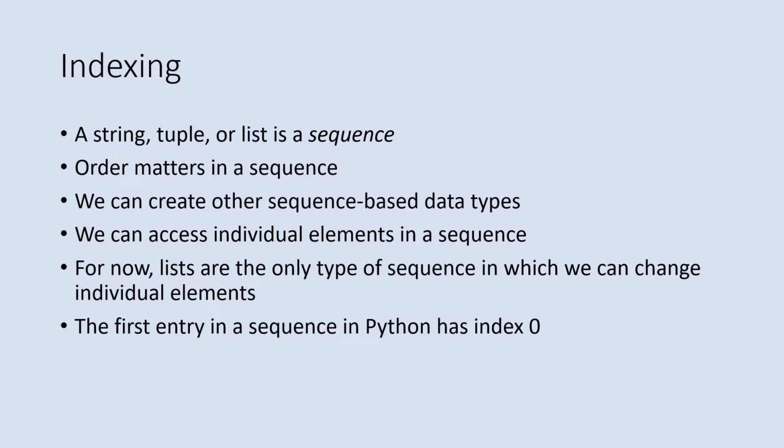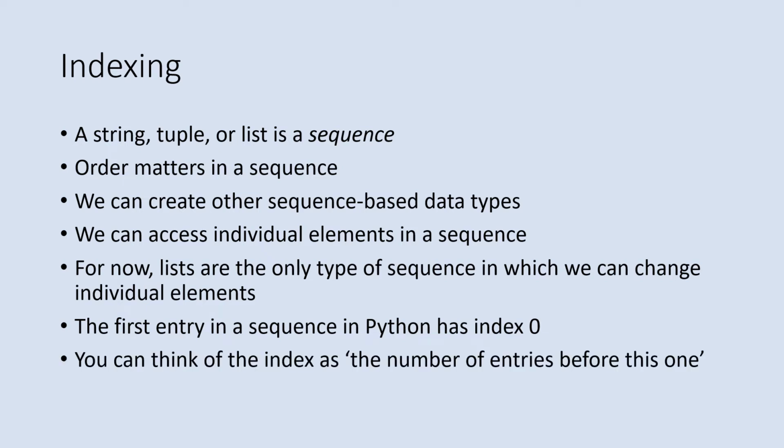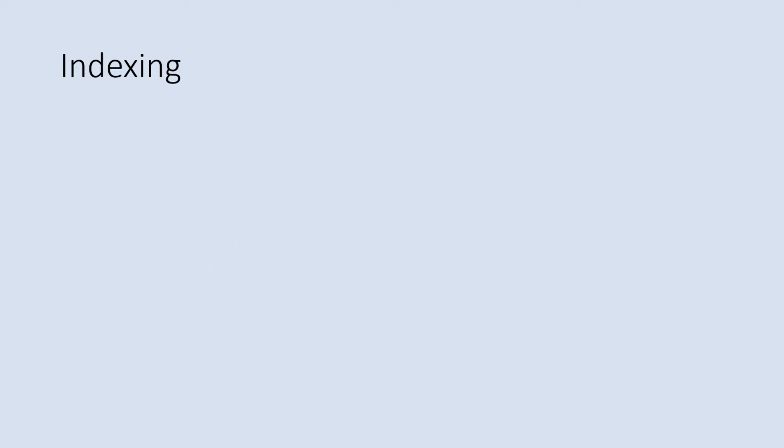So in Python, the indexing begins at 0. The first entry in a sequence has index 0. And as we've mentioned, you can think of the index as the number of entries before the one that we're talking about, at least when we're talking about a positive index. We'll see that.